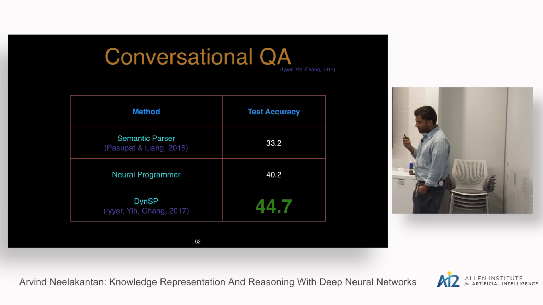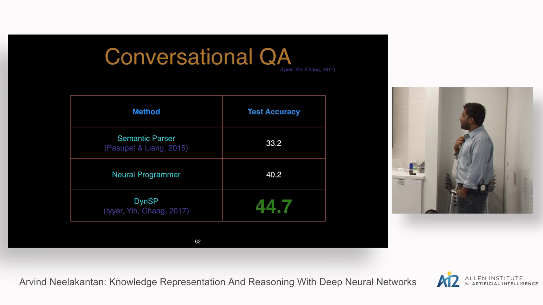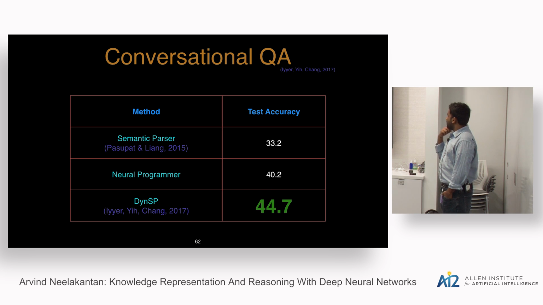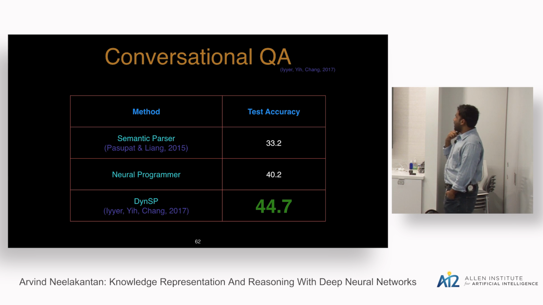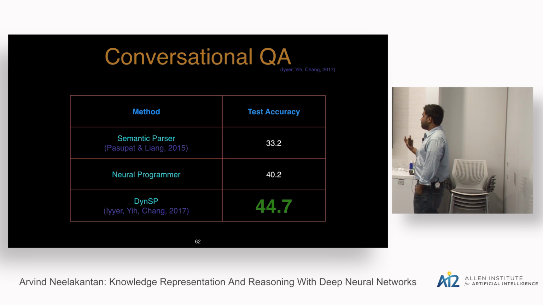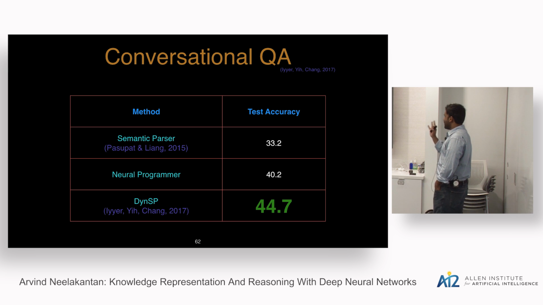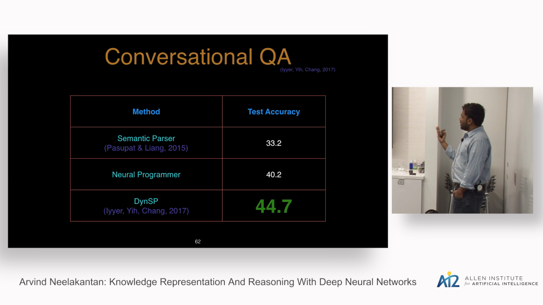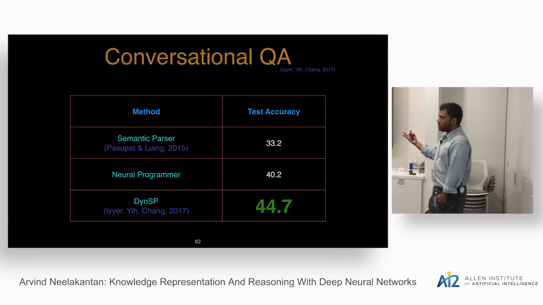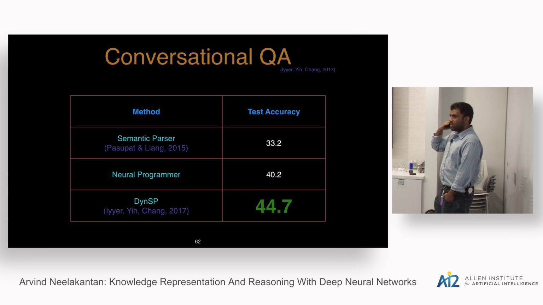Finally, this was a pleasing result that came out a few weeks back, where Mohit Iyyer and his collaborators created a new data set for conversational question answering. They ran both the semantic parser and the Neural Programmer model. Without any hyperparameter tuning, they were able to beat the traditional semantic parser, which was very good. And I think the state-of-the-art results on this data set were an extension of Neural Programmer to the sequential question answering setting.